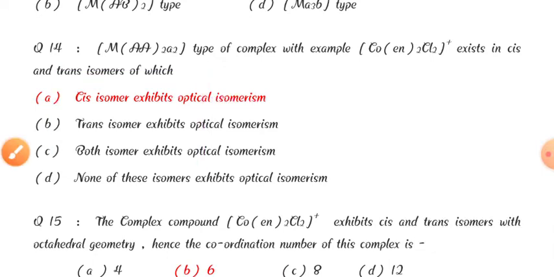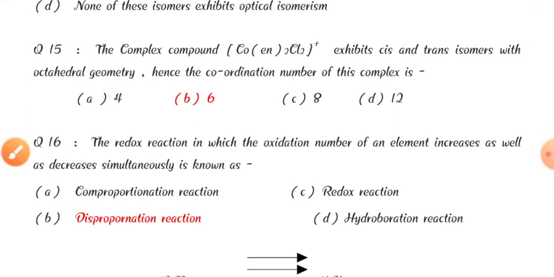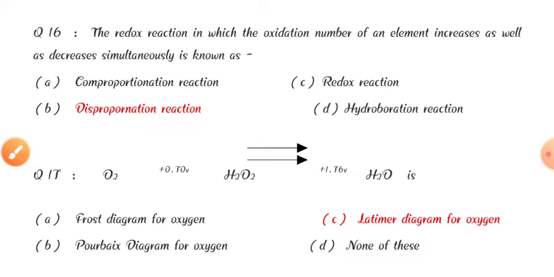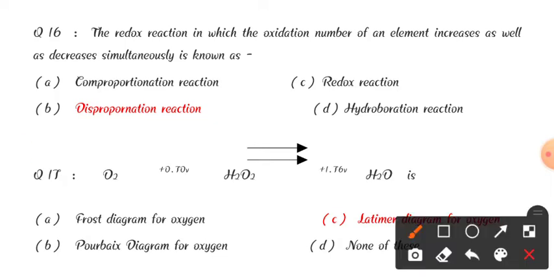Now next question, question number 15. The complex compound diethylene diamine dichlorocobalt exhibits cis and trans isomer with octahedral geometry. Hence the coordination number of this complex is, that is option number B, 6, the correct answer. Now next question, question number 16. The redox reactions in which the oxidation number of the element increases as well as decreases simultaneously is known as disproportionation reactions. That's why option number B is the correct answer. The disproportionation answer should be the correct answer.